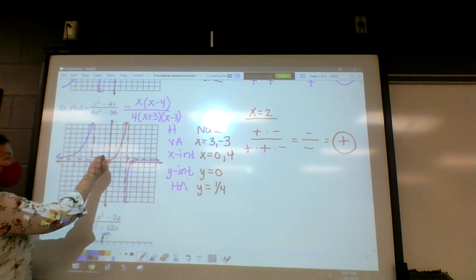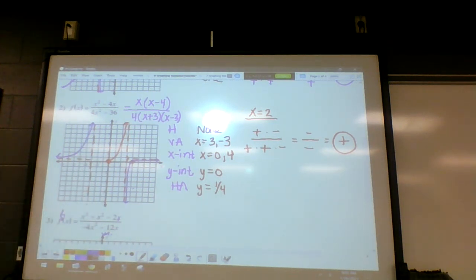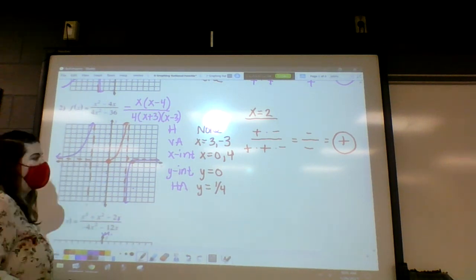All right, from here on this side, it either goes up or it goes down. Do we have anything that's going to tell us up or down? You can try negative 2. Negative 2 would tell you up or down. You could also try negative 1. You could try negative 2.5. You could try negative 1.5, as long as it's a number between 0 and negative 3.